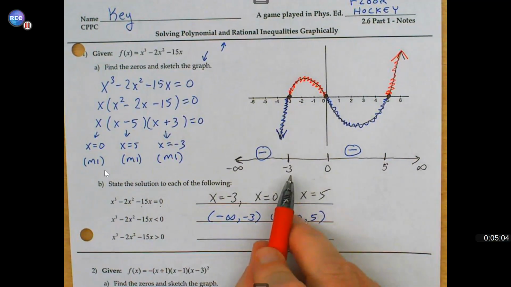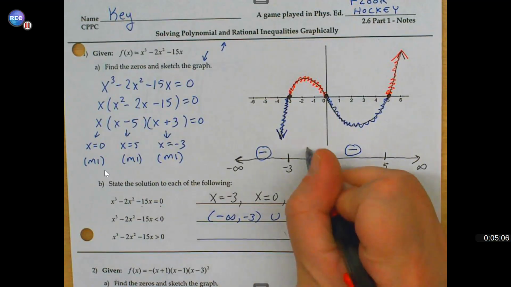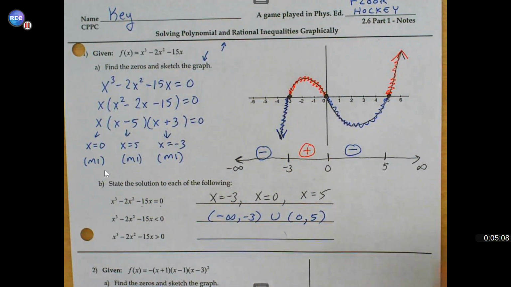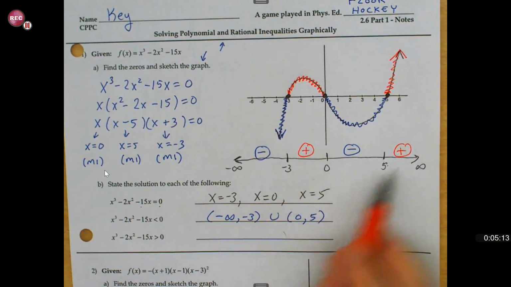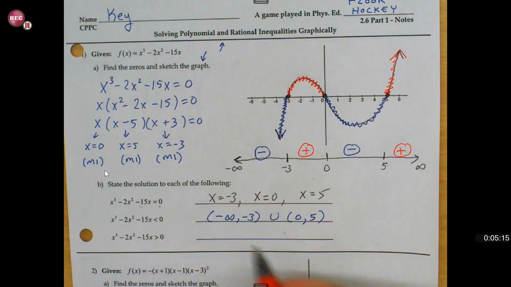So on my number line, we'd just be between -3 and 0. So I'll write positive for above the x-axis. Between 5 and infinity, positive again. And then those two intervals would be the solution intervals for that one.